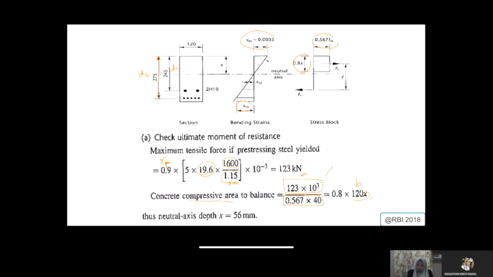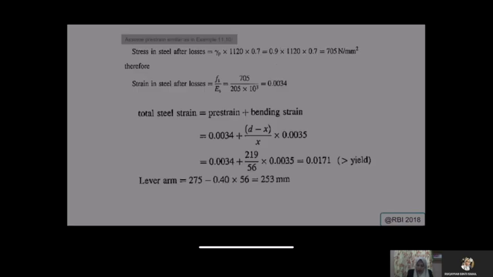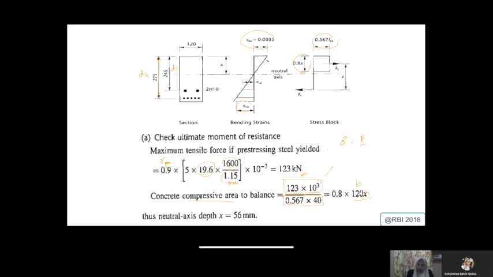This is just based on your concrete stress, your P over the 123 kilonewton. 123 times 10 power of 3 divided by 0.567. So this is the force, and divide by the 0.67 of the area, and you have your x. After this calculation, your x is equal to 56 mm.